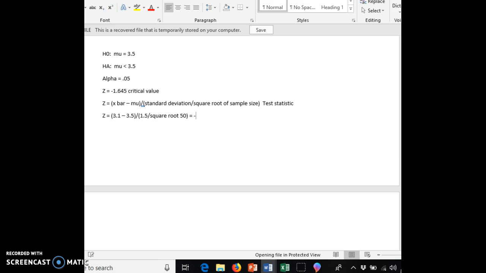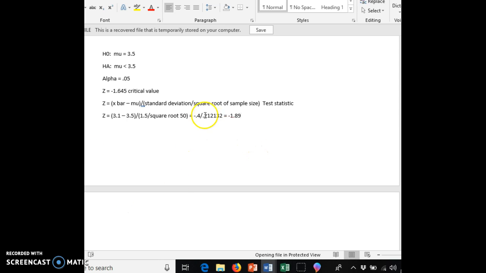On the top, we're going to get negative 0.4. On the bottom, we're going to get 0.212132. And then I will do that division. We're going to get negative 1.89.